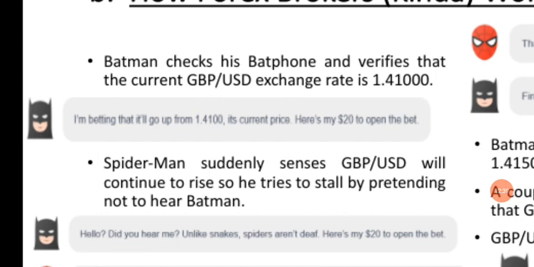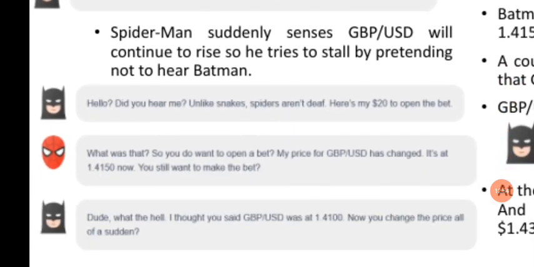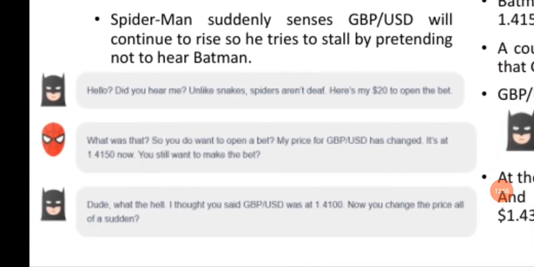Spider-Man suddenly senses Great British Pound US dollar will continue to rise, so he tries to stall by pretending not to hear Batman. "Hello," says Batman. "Did you hear me?" Unlike snakes, spiders aren't deaf. "Here's my $20 to open the bet." Spider-Man goes, "What was that?"